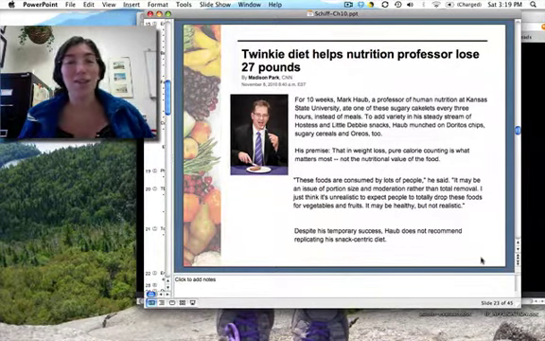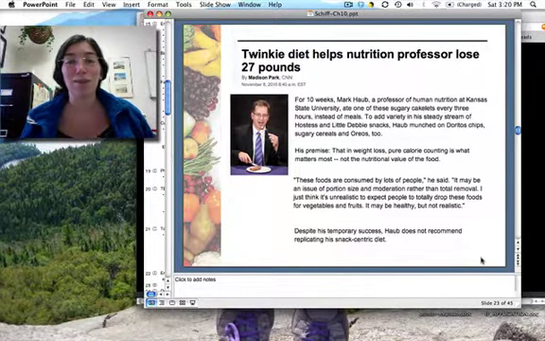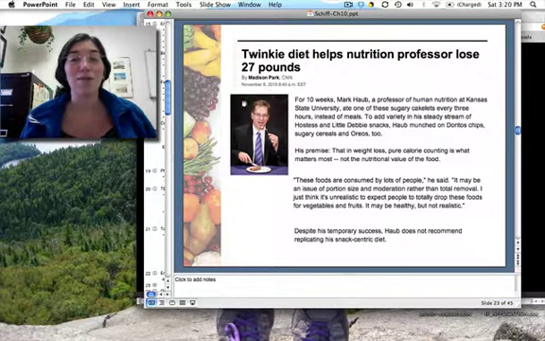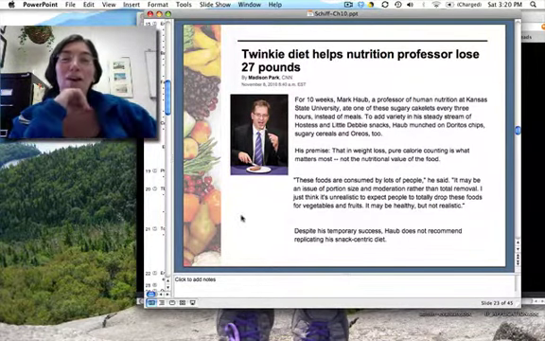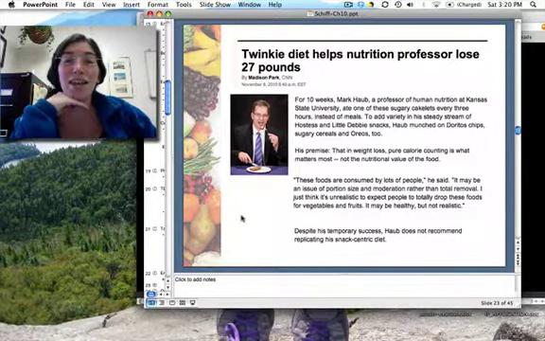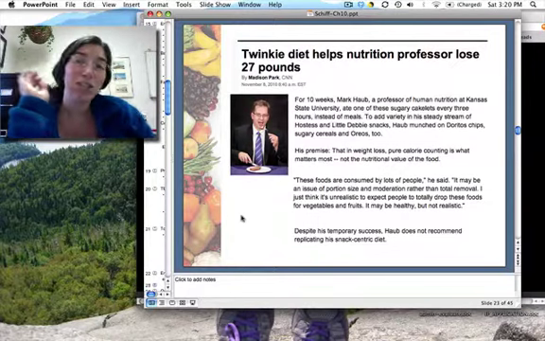So he did this little experiment on himself where he went on a Twinkie diet. Maybe some of you have heard of this. It was really big in the news a couple years ago, November 2010 when it came out. So he went on this diet where for 10 weeks he ate just junk food, Twinkies, Oreos, chips, etc.